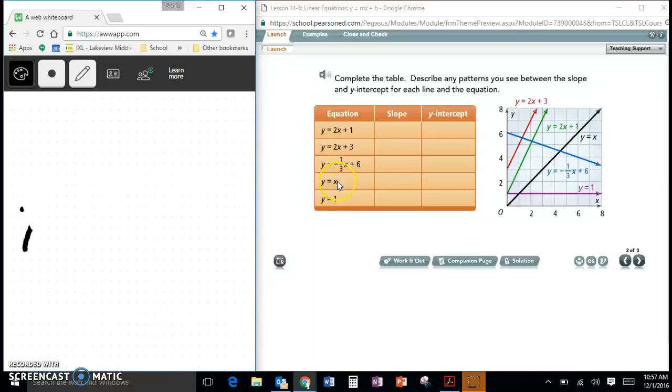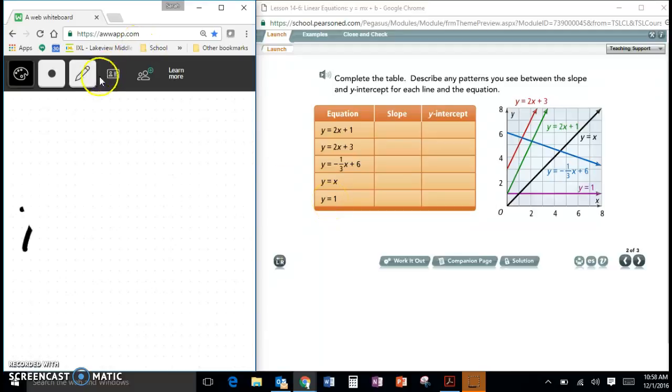And the last one here, this is interesting, y equals x, our slope is 1, and there is not a plus or a minus, so actually this guy would go through the origin. So your y-intercept is 0. That one's kind of tricky. And then y equals 1.